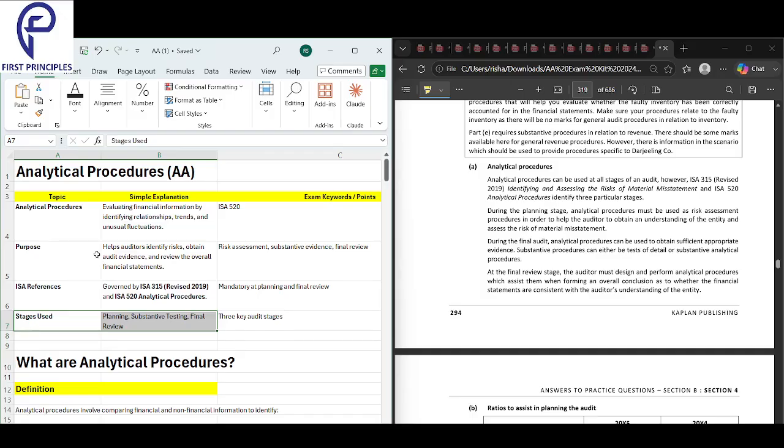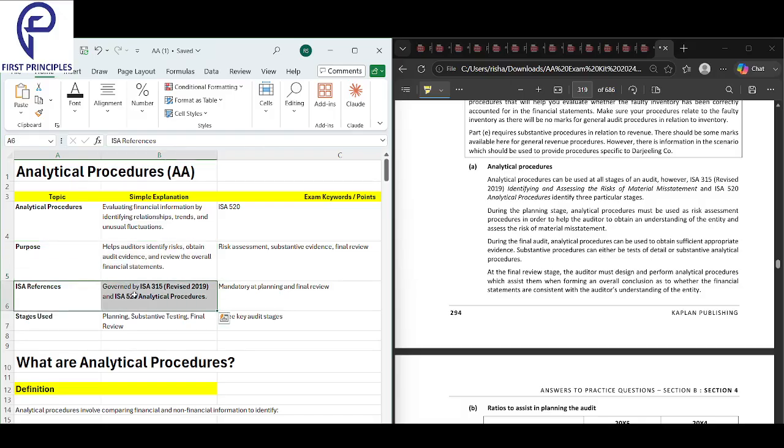So first you write down what an analytical procedure is, in simple words. It is basically comparing information in order to identify relationships, trends, and unusual fluctuations. If you look into all your information, you will understand a lot of trends, relationships, and fluctuations. What is the purpose? It helps the auditor to identify risk, obtain audit evidence, and review the overall financial statements.